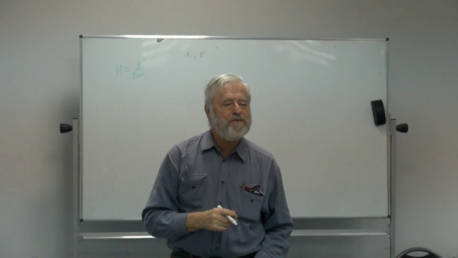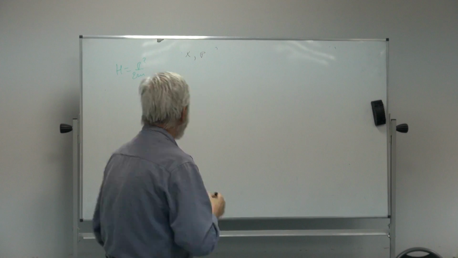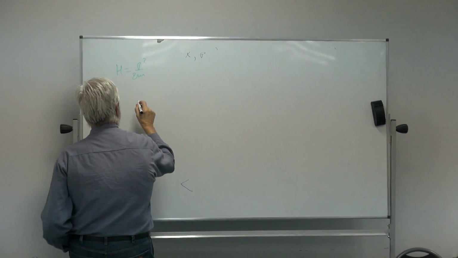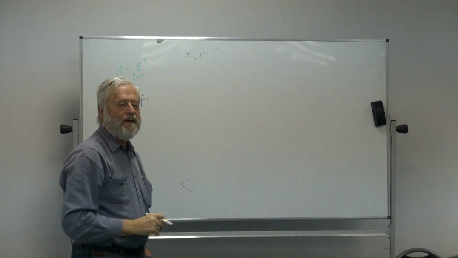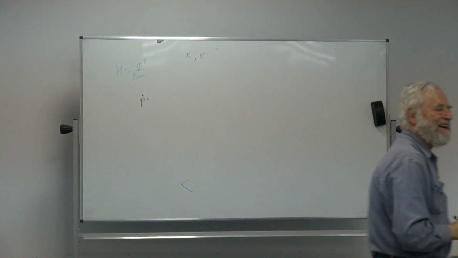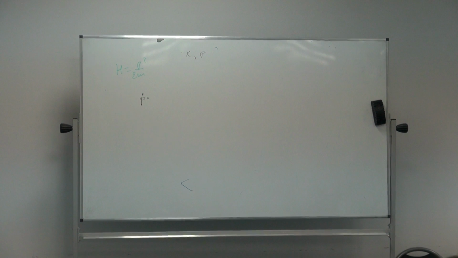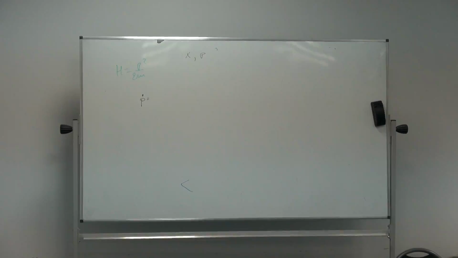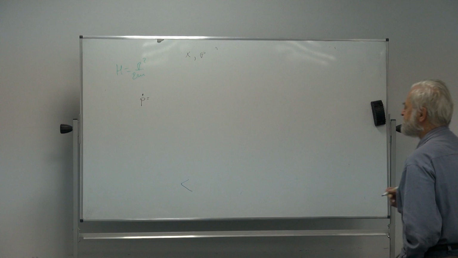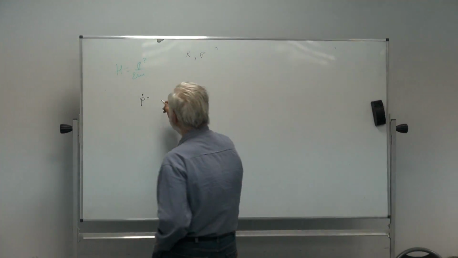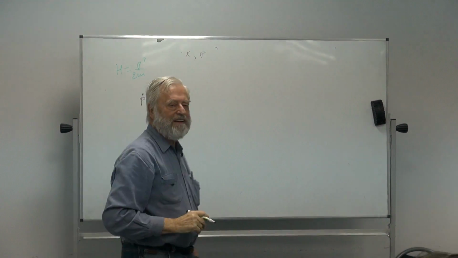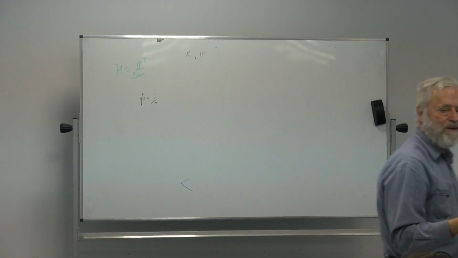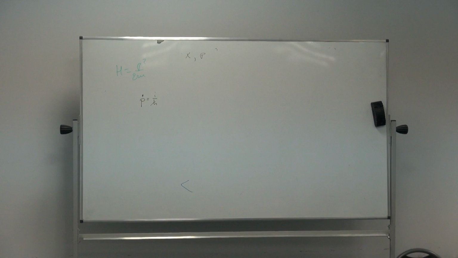Well, let's start with the simplest, meaning let's start with the momentum. You remember, the time derivative of any operator is just i over h bar times a commutator with the Hamiltonian, yes? Okay?